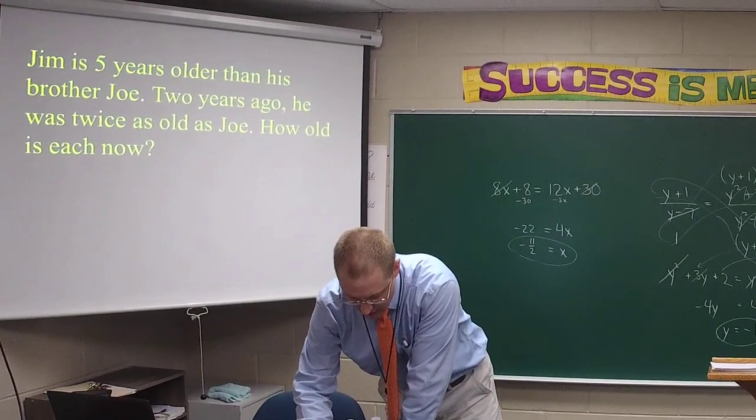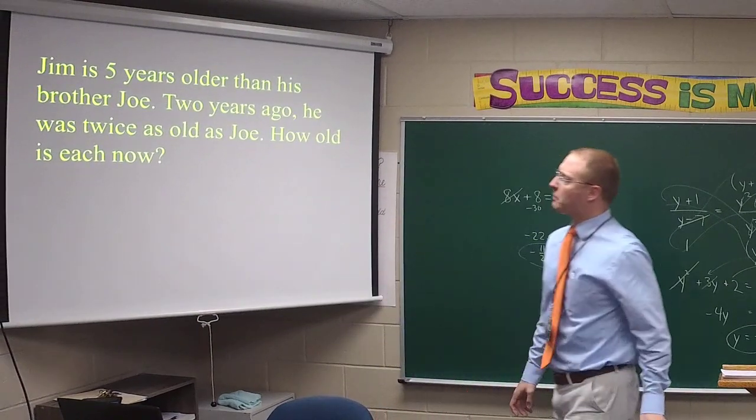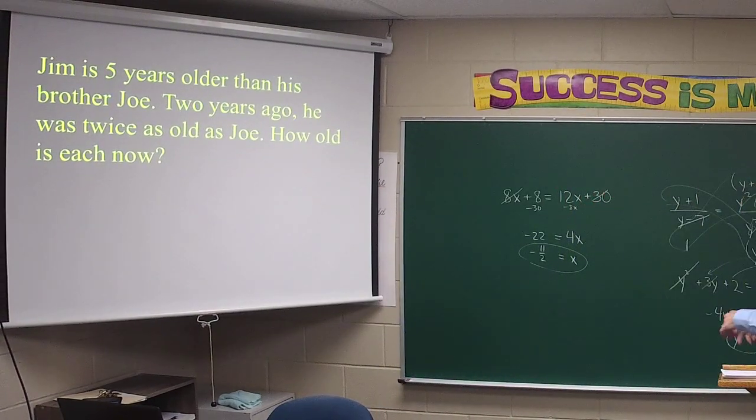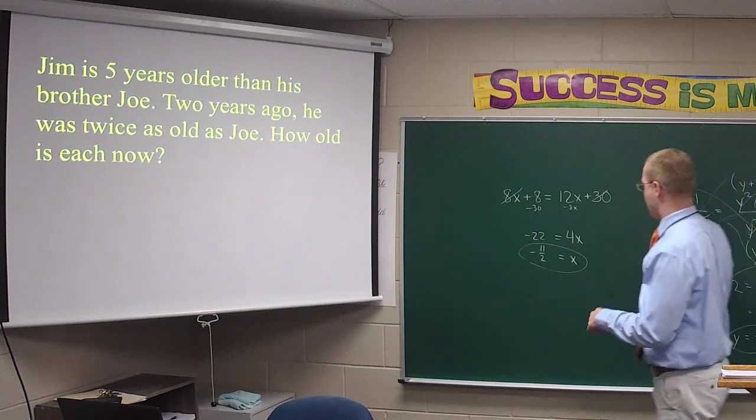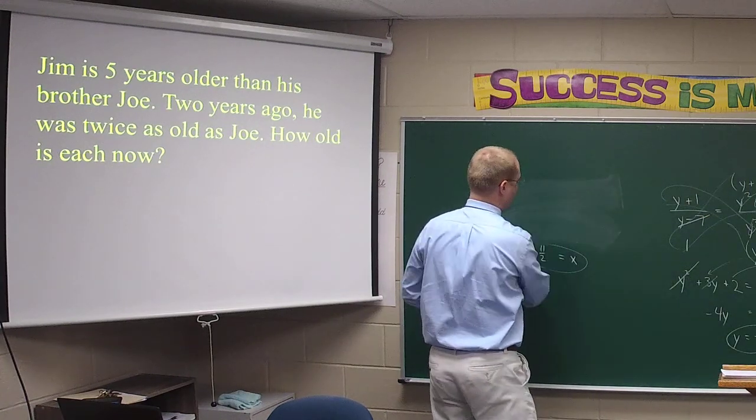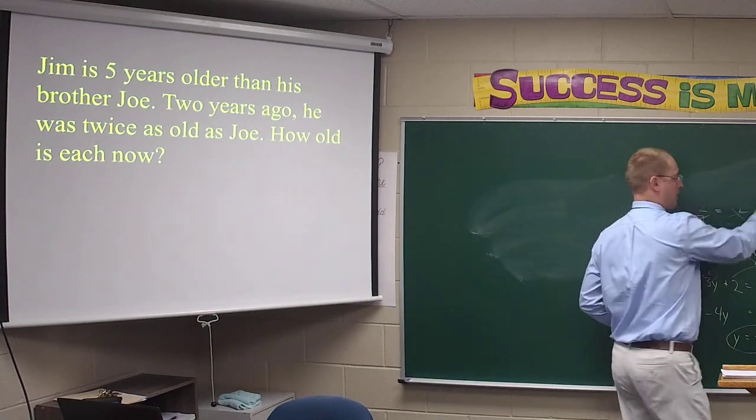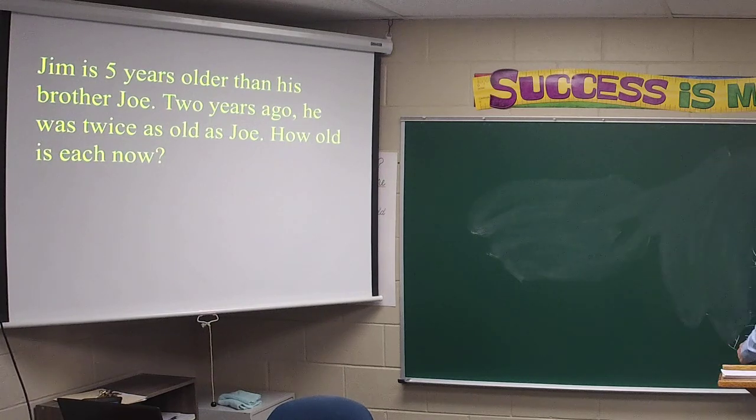We began looking a couple lessons ago at word problems that have maybe a couple unknowns, but a couple different scenarios, such that I recommend using a table or a chart to keep track of everything. This is going to be one of those problems. Read it for us if you would, Audrey. James is 5 years older than his brother Joe. 2 years ago, he was twice as old as Joe. How old is each now?